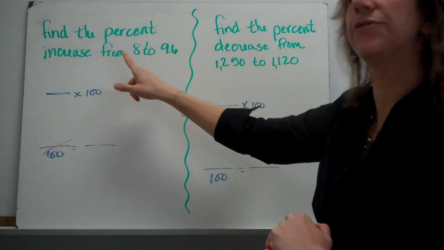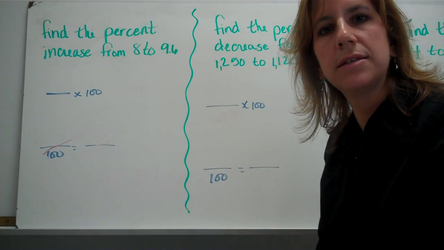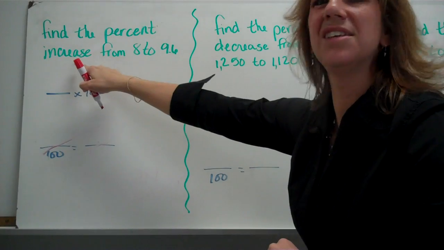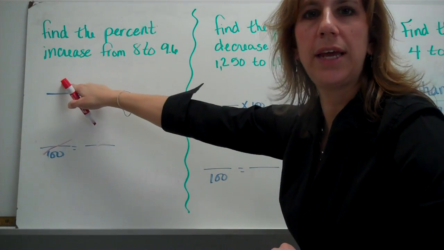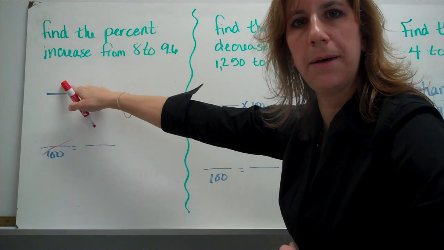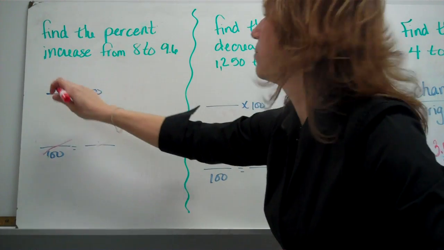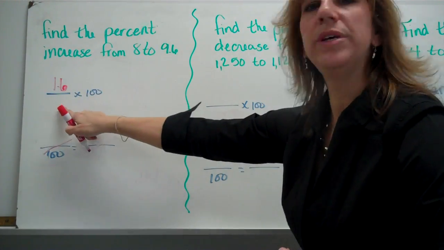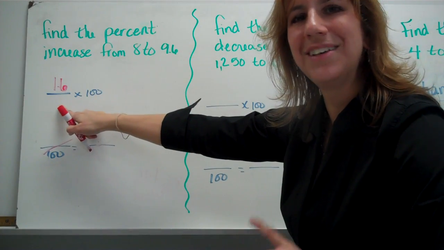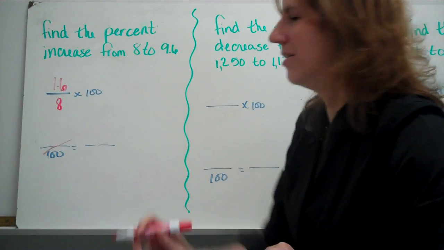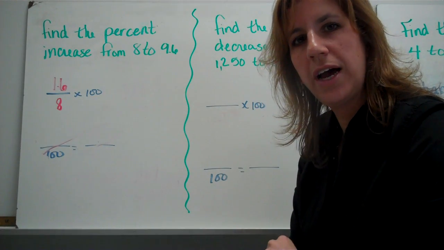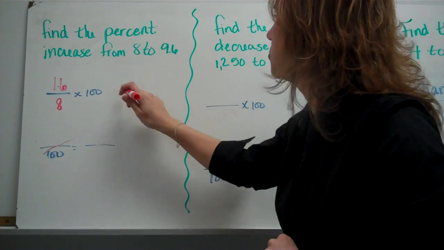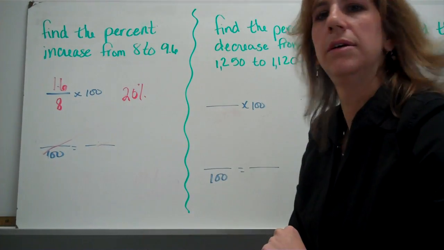Find the percent increase from 8 to 9.6. All right? Here it says the word increase, doesn't it? All right, let's do this first one. The change or the difference goes on top. 1.6. Where did we start? You got it, 8. All right, divide, times by 100. Divide and times by 100. Did you get 20%? Very good.